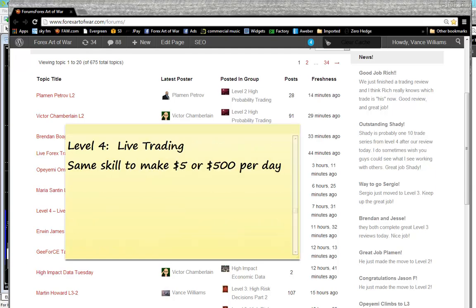Level 4 is where you begin trading live. We keep the risk small. Again, my only objective in this program is for you to be making consistent profit. And making $5 a day requires the same technical skill as making $500 a day. So this is why we focus on making consistent profit. But in level 4, we make sure that you're not risking anything that will affect your lifestyle.